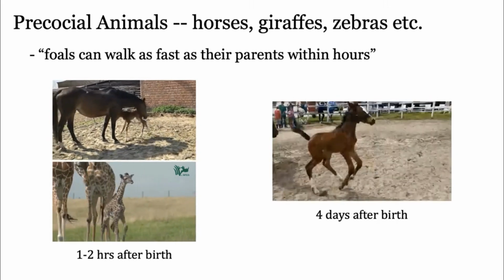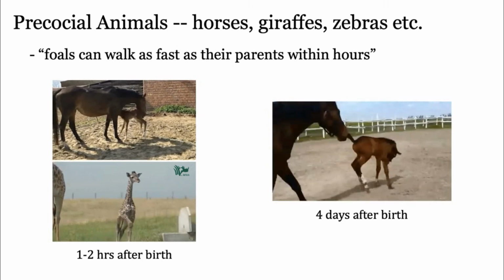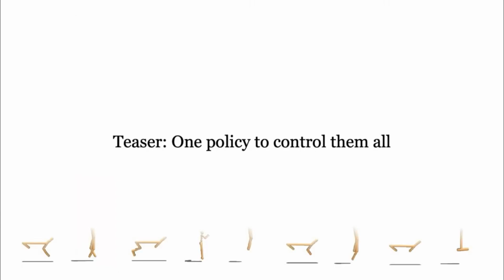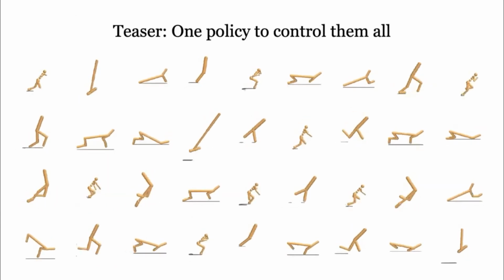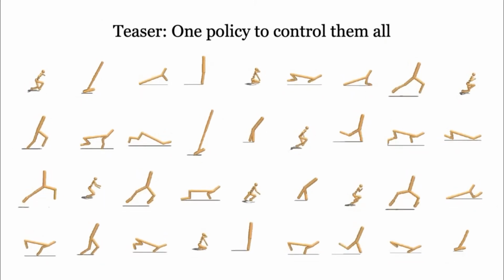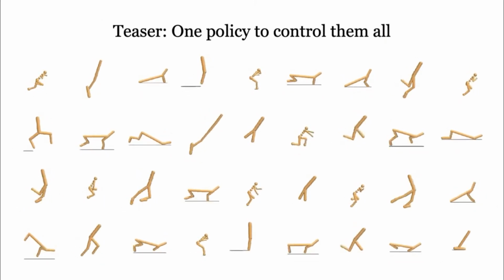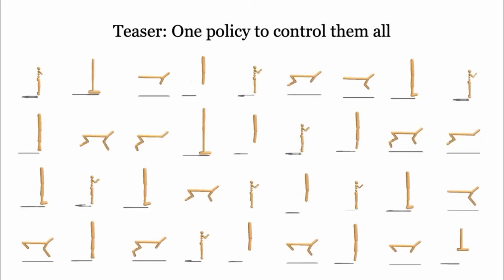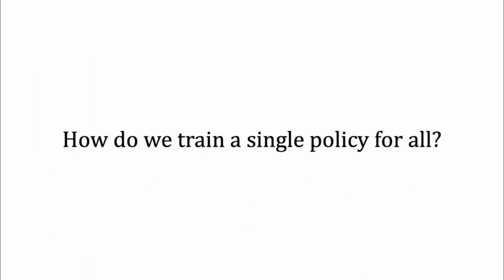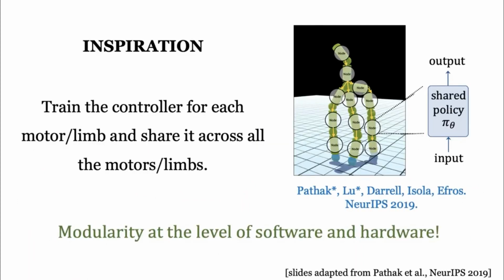So in today's talk, we'll talk about how to approach this kind of problem. But before we go into the method, let me show you a teaser of the results. Here we show a wide variety of agents that can be controlled by only one single policy using our method. As you can see, even though the policy is shared across different kinds of robots, different behaviors can still be captured at the same time. So how do we even train such a policy? We take inspiration from the recent work on dynamic graph neural networks that exploit modularity at both the level of software and hardware.